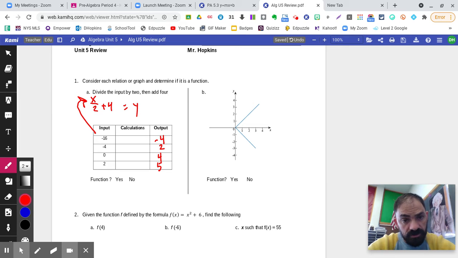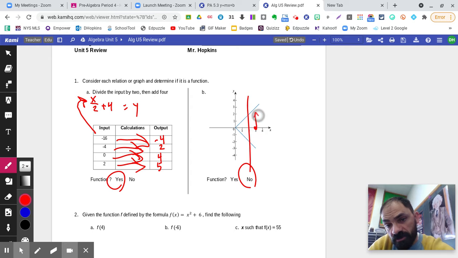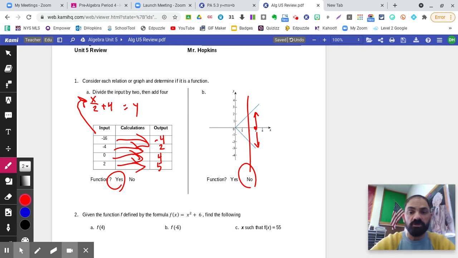Determine if it's a function. Is it a function? Yeah. Each x value only repeats once, so it's a function. Is part B a function? The answer is no, it does not pass the vertical line test. Hits it in 2 spots. So at this x value right here, say x equals 3, there are 2 outputs. So it's not a function.